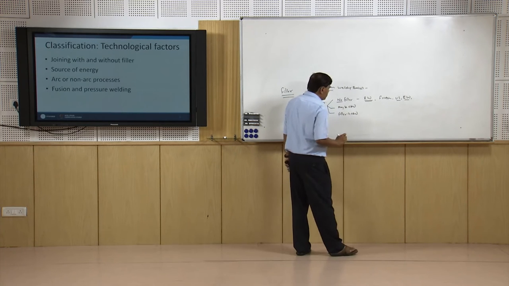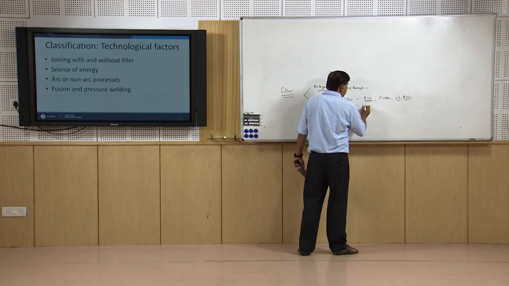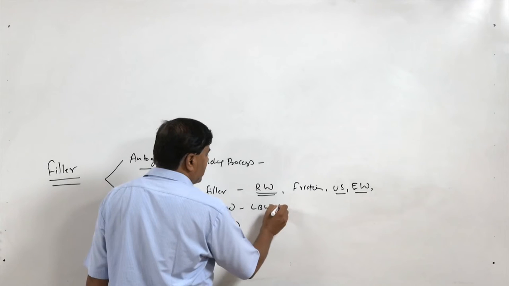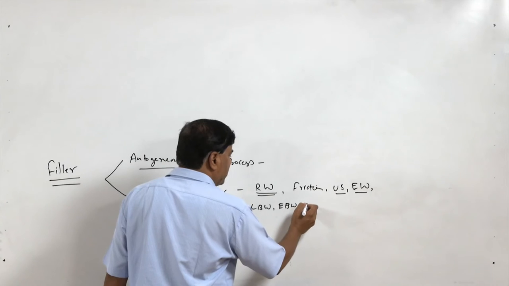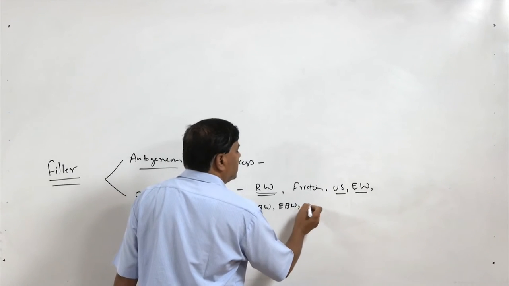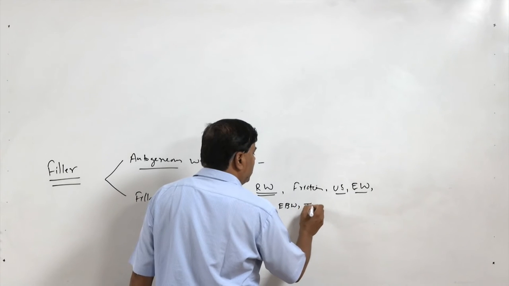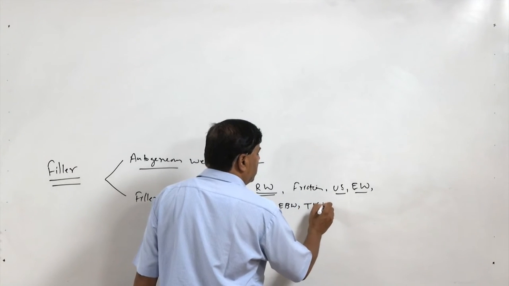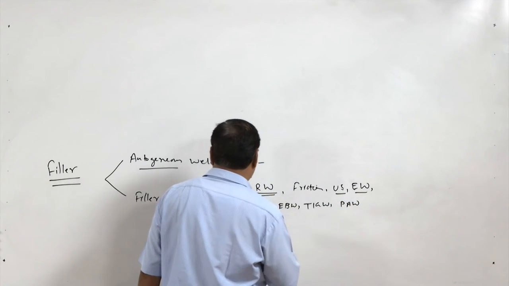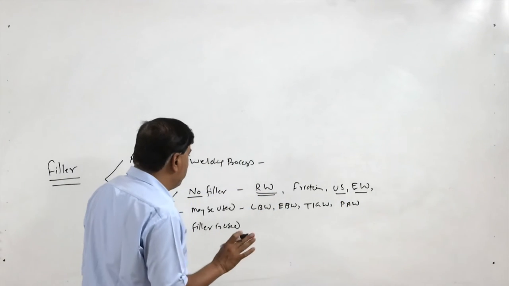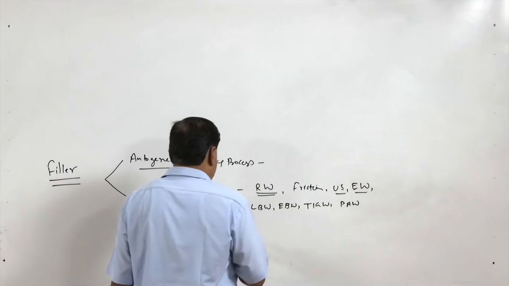So there are certain processes where filler may be used or may not be used. They are like laser beam welding, electron beam welding, even thin sheets welded using gas tungsten arc welding, or the TIG welding process, or the plasma welding process. The filler metal may be used or may not be used.